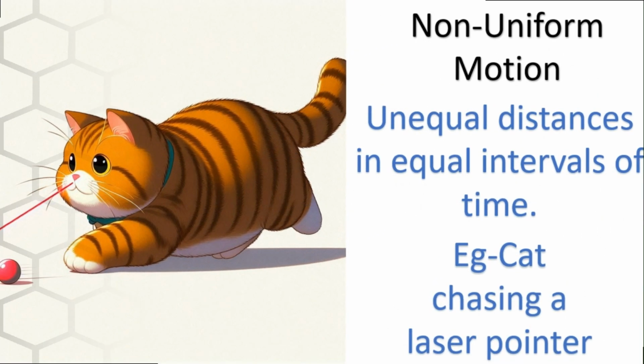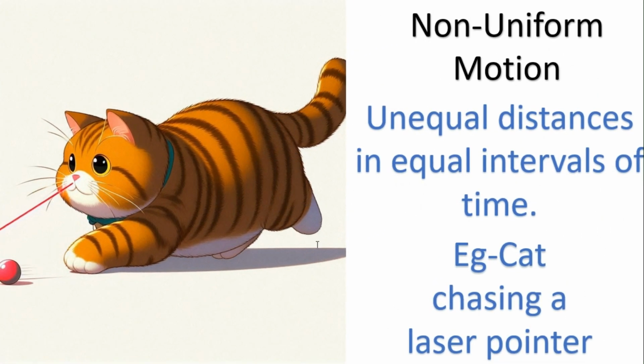Next we have non-uniform motion. This is when an object covers unequal distances in equal intervals of time. Imagine a cat chasing a laser point, as you can see on my screen. First it speeds up, then it slows down, and then it changes its direction, which is classic non-uniform motion. If you have understood it, then good for you.